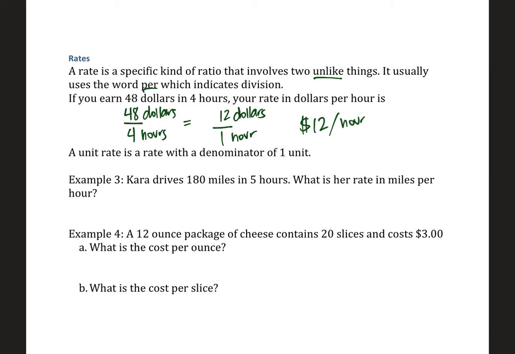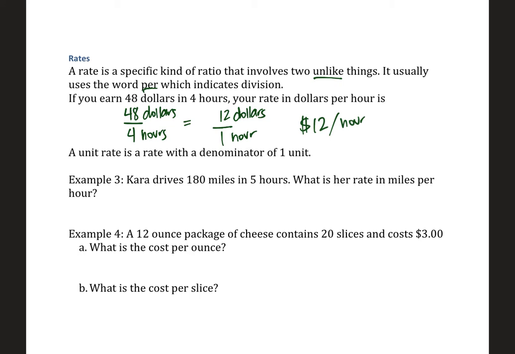Note that this is also called a unit rate. A unit rate is a rate with a denominator of 1. So whatever your denominator, a lot of times you see it in terms of time, so per day, per second, per hour, it's with 1 hour, 1 day, 1 second.